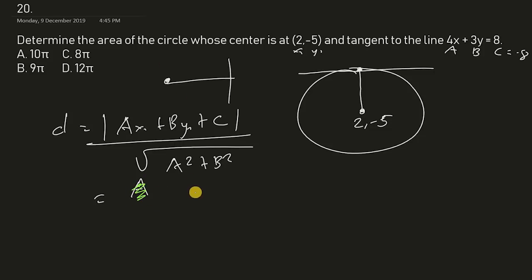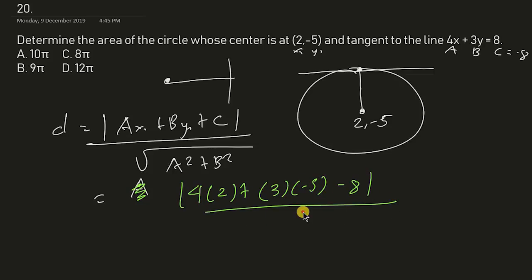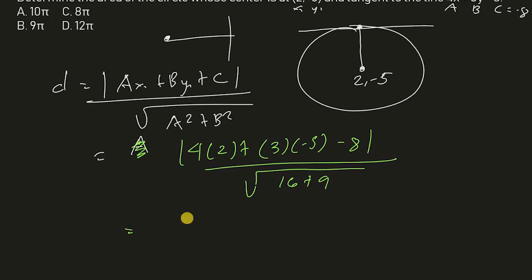So, substitute. That's A is equal to 4 times x sub 1, that's 2, plus B, which is equal to 3 times y sub 1, which is negative 5, minus 8 over, don't forget this is absolute value, square root of 4 squared plus 3 squared is equal to 16 plus 9. Simplify it out. Sa baba tayo, 4 times 2, that's 8, minus 15, that's minus 23.